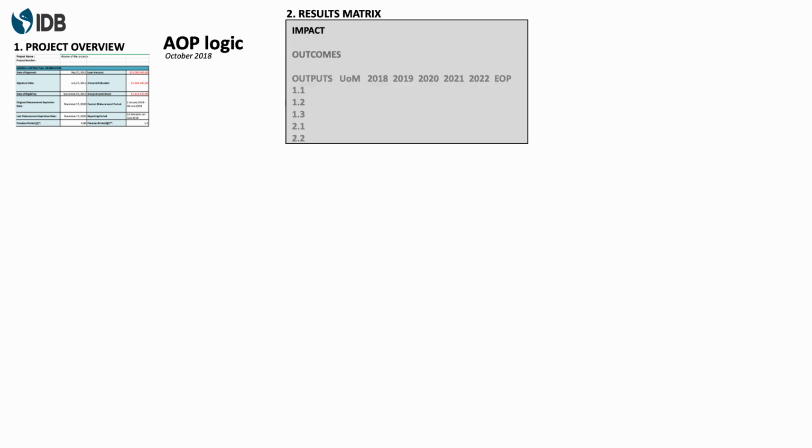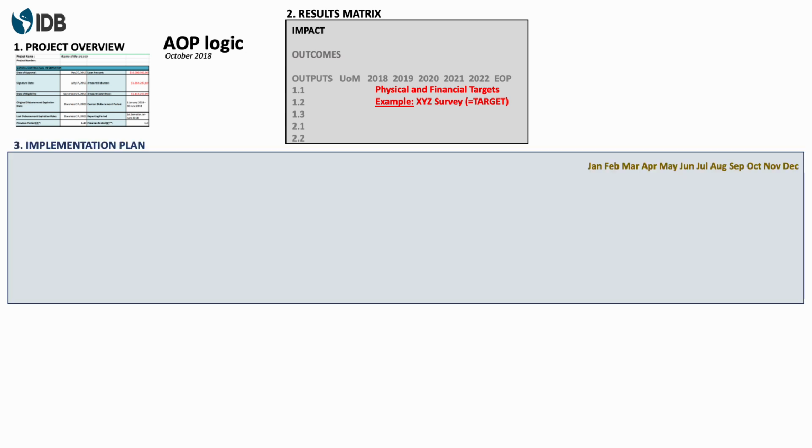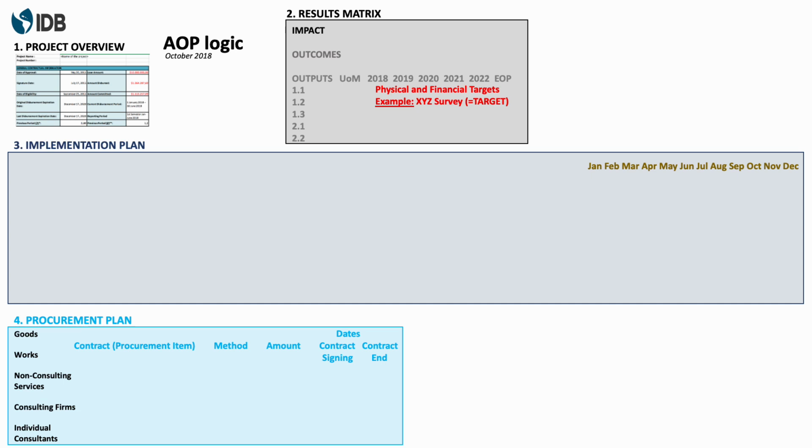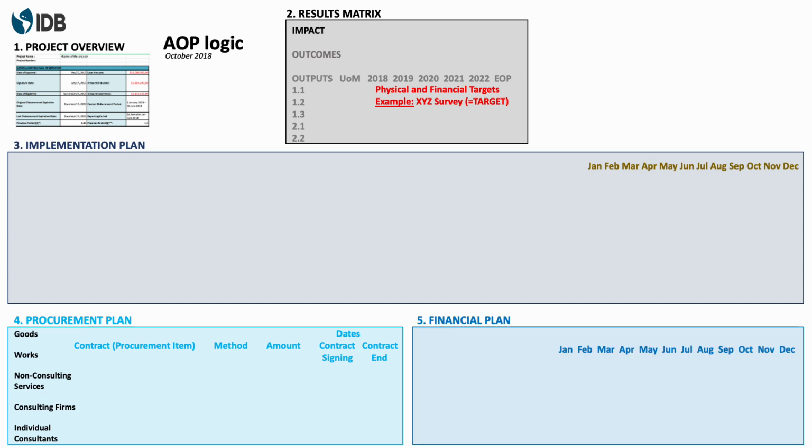First of all, we have the results matrix. The results matrix contains the physical and financial targets of the project. And as an example, we will use here XYZ survey as a target. The other elements of the AOP are the implementation plan, the procurement plan, and the financial plan.